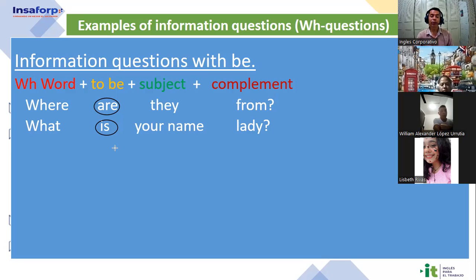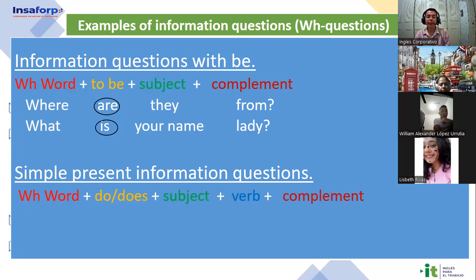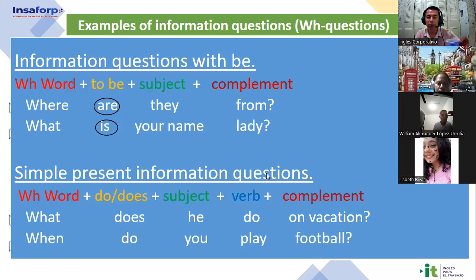Now, let's go to the other category of information question. Además de las preguntas de información con el verbo to be, tenemos preguntas del presente simple. Y en el presente simple vamos a usar el do y el does. Notice, please. What does he do on vacation? When do you play football?